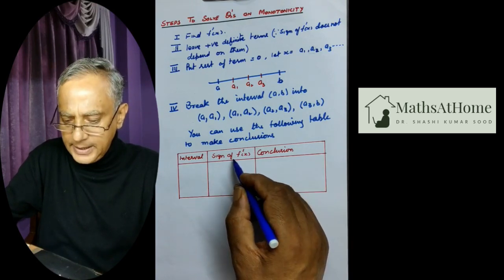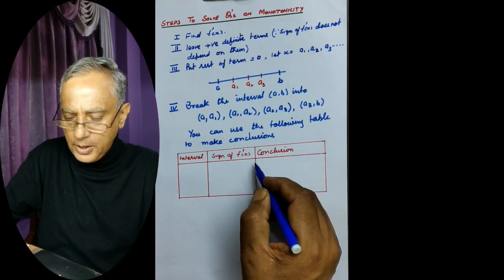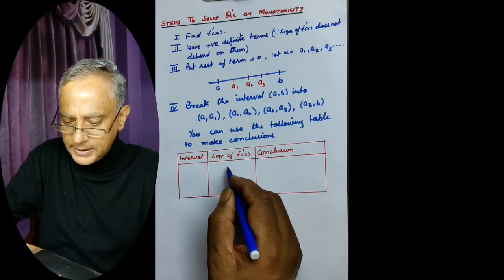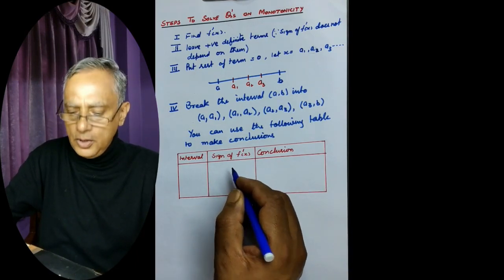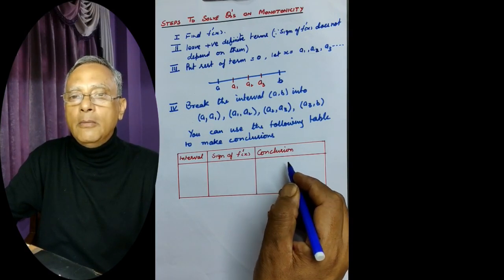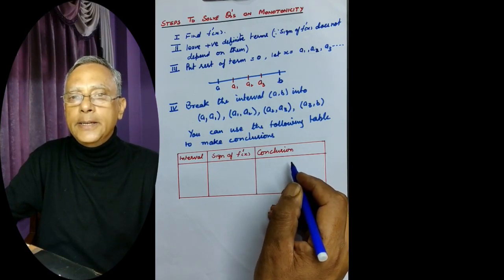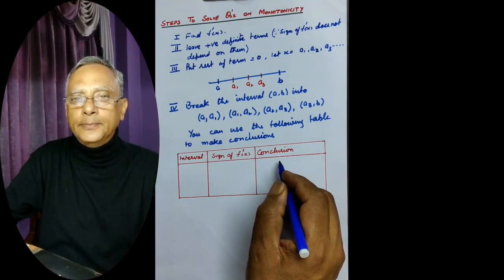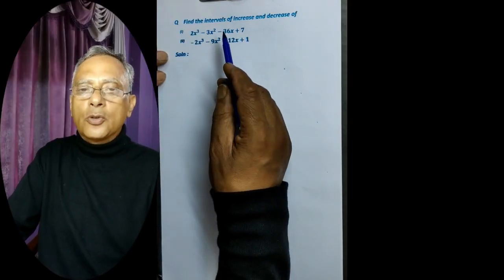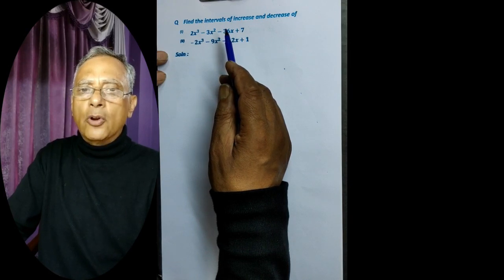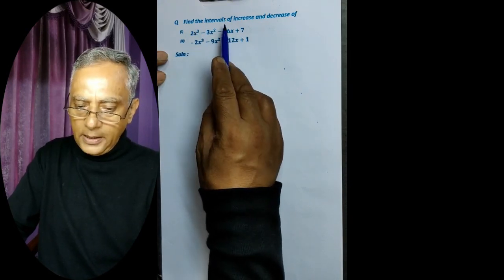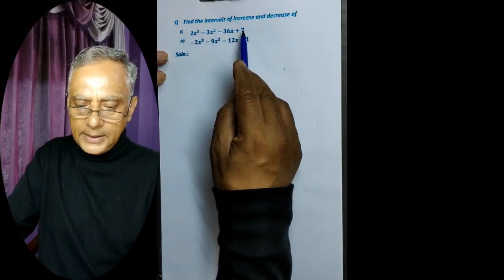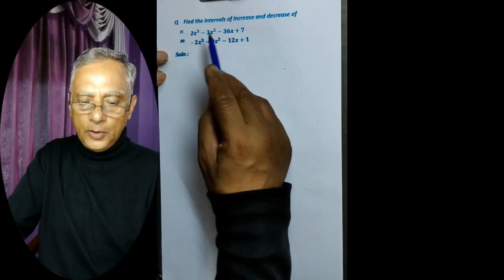If sign is greater than 0, the function is monotonically increasing. And if sign is negative, less than or equal to 0, then the function will be monotonically decreasing. So you can write the conclusion here. Now we take up the first question on monotonicity. Find the interval of increase and decrease of this function.